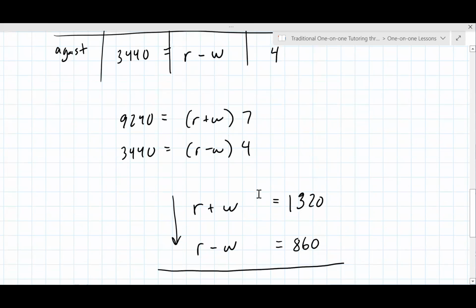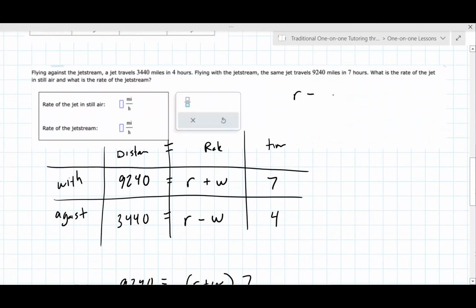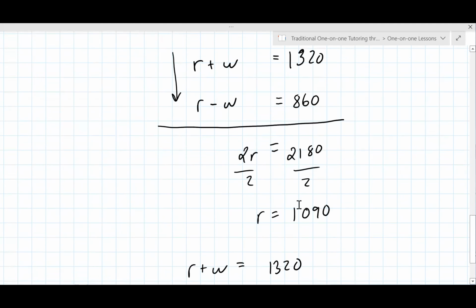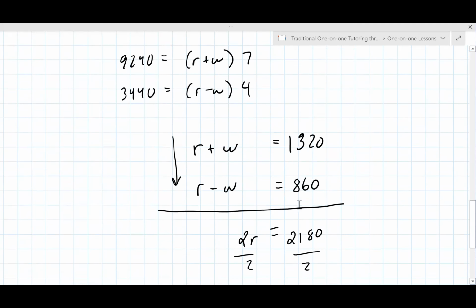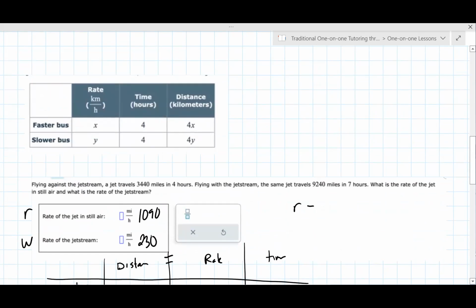So the R is this one, and then the jet stream is, I know some airlines are called jet streams, but they're referring, I think, to the actual jet stream in the sky that helps push air. So 13, no, sorry, that's the wrong answer. Again, it's 1,090 and 230. Let's see. Okay, that is correct.